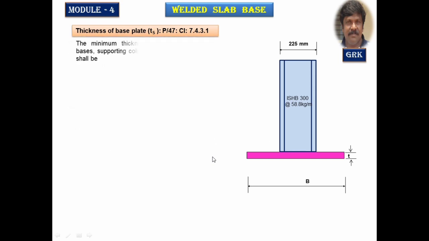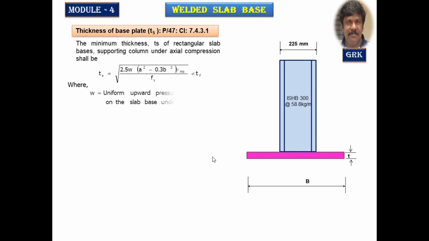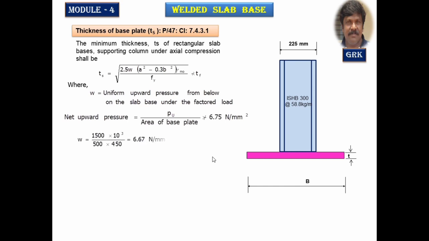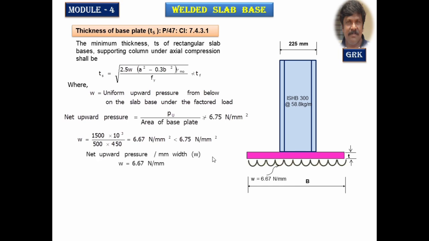Now find out the net upward pressure by using the formula Pu by area of the base plate, which shall always be less than the bearing strength of the concrete, given as 6.75. Now let us find out. It is 6.67 Newton per mm square. Convert this per mm width. It's 6.67 Newton per mm. This is the net upward pressure which will be acting below the base.